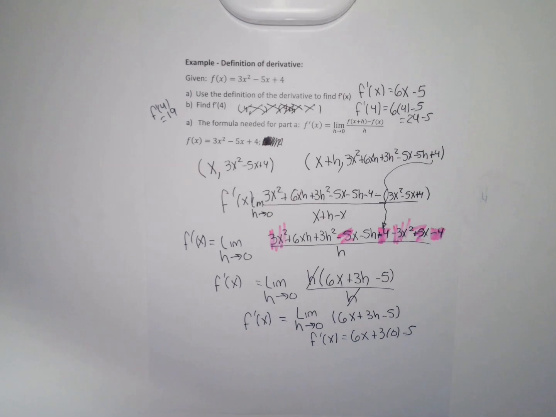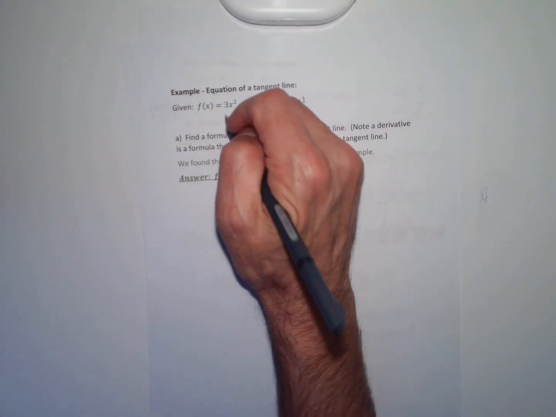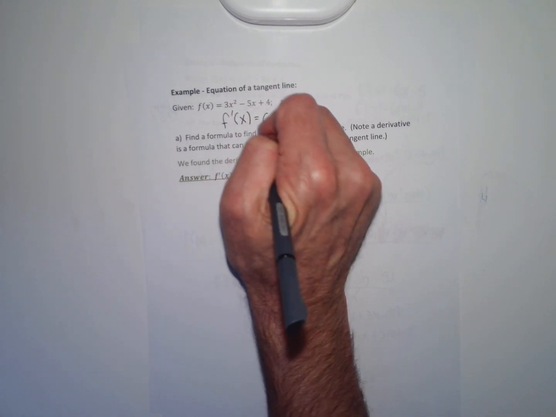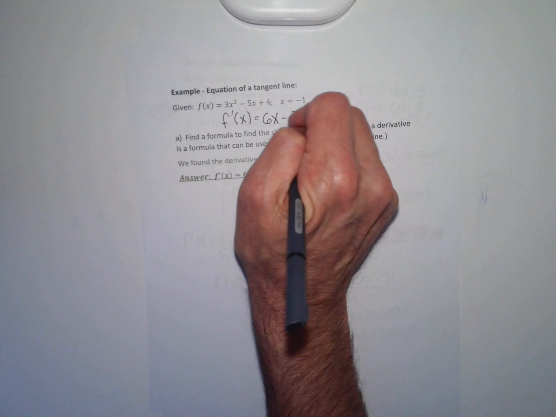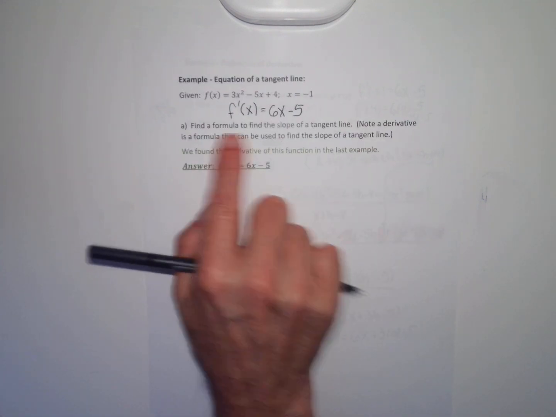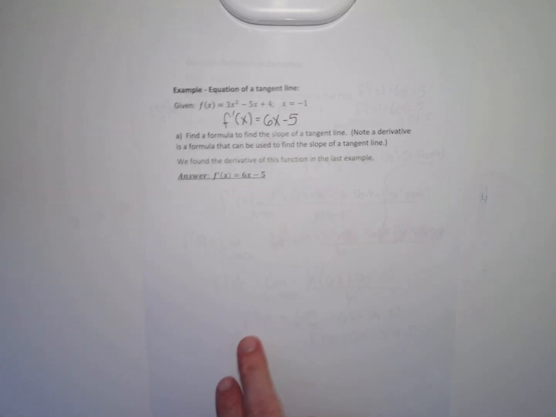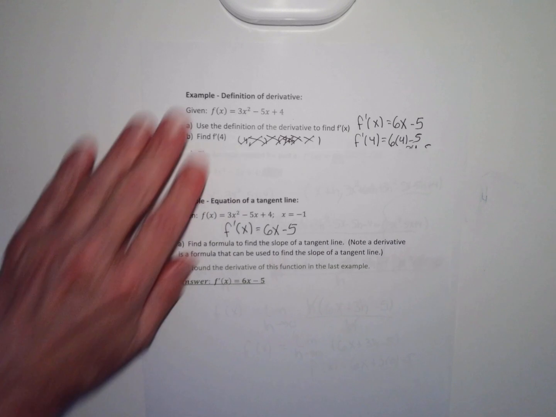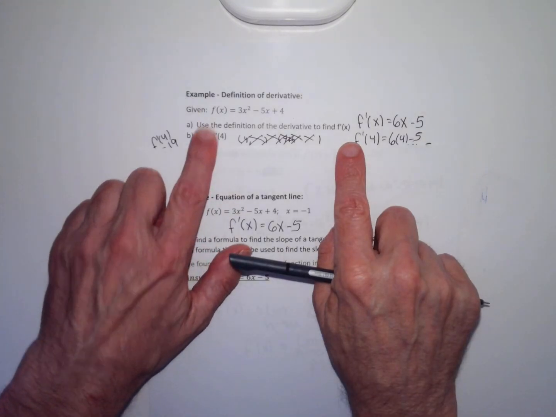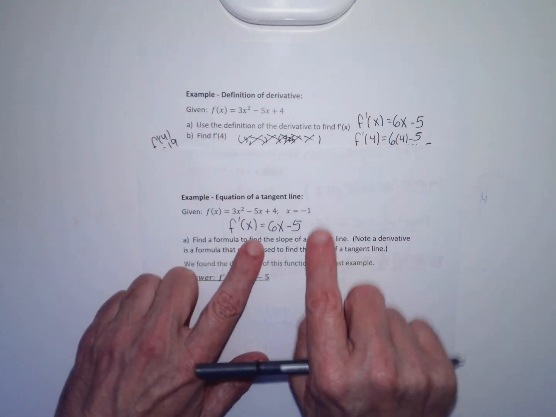All right, next. Given this function that we just dealt with, and I know that its derivative is 6x minus 5. So it says, first, find a formula to find the slope of a tangent line. The formula to find the slope of the tangent line is just the derivative. This is the exact same function. The derivative that I found in this example is a formula to find the slope of a tangent line.